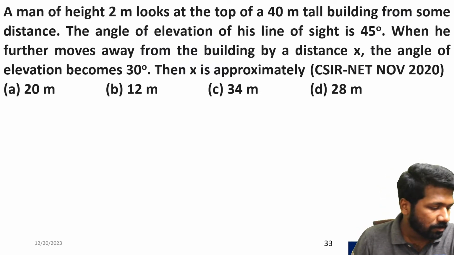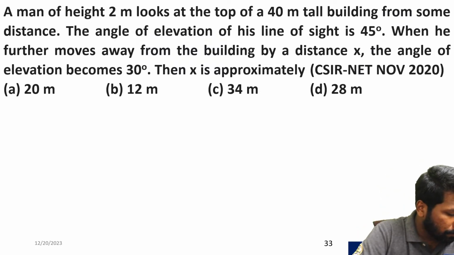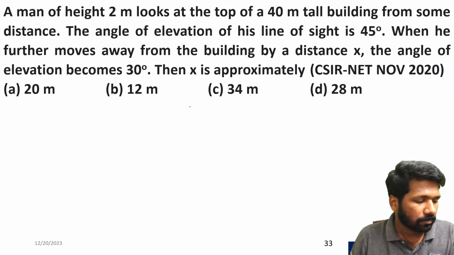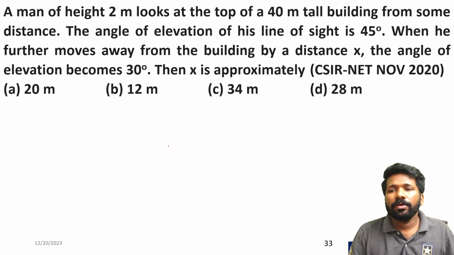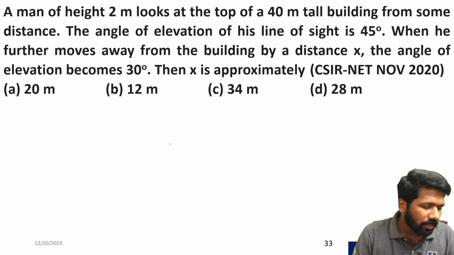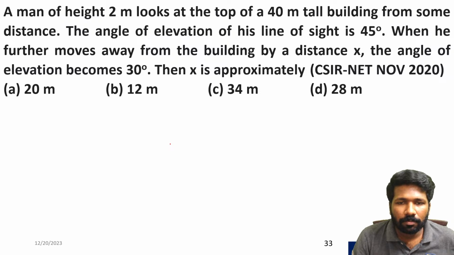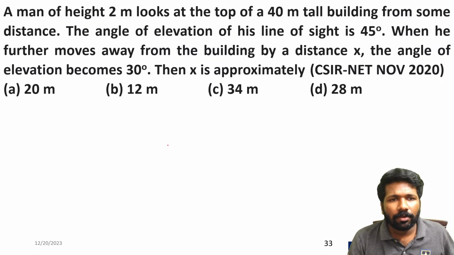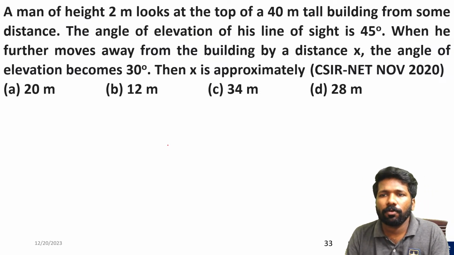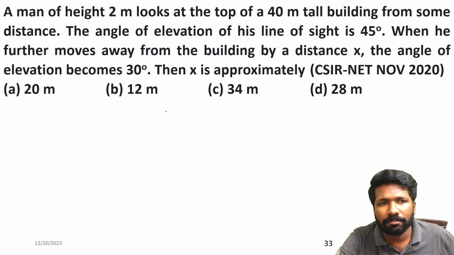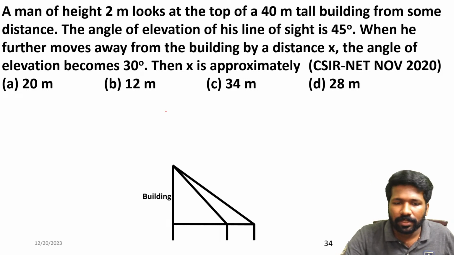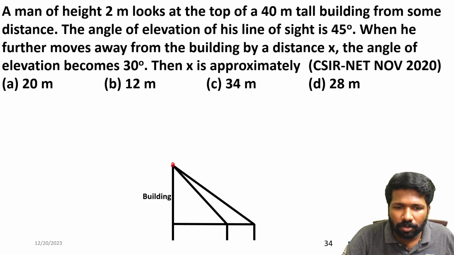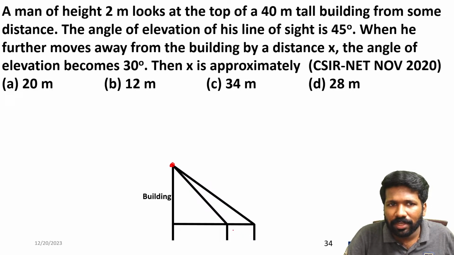Okay, so I'll explain. Some of you got an answer. Here you have to draw the picture properly, that is the first thing. Then you have to use trigonometry ideas also. A man of height 2 meter looks at the top of a 40 meter tall building from some distance. The angle of elevation of his line of sight is 45 degree. Like if this is the building, I am representing the top of the building here. The man of height 2 meter.